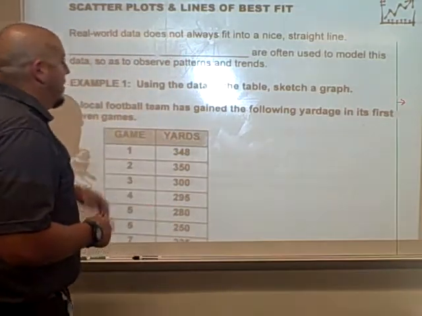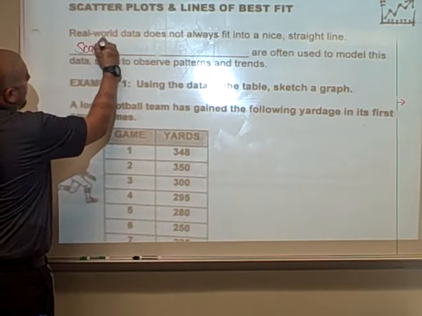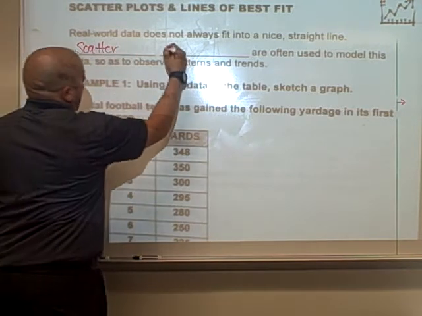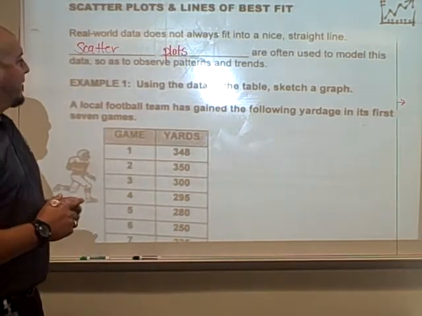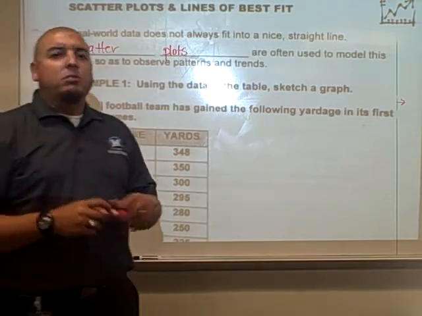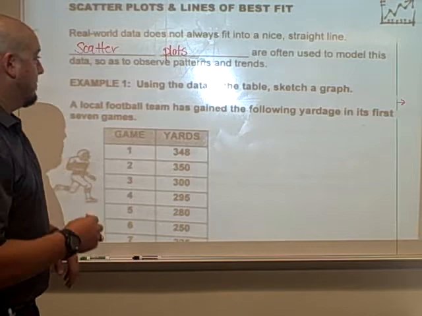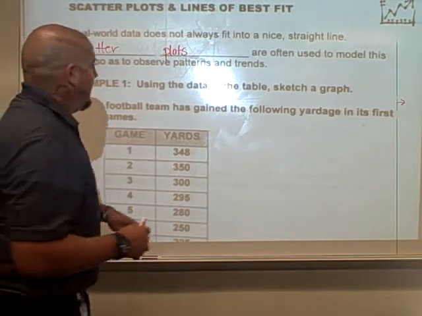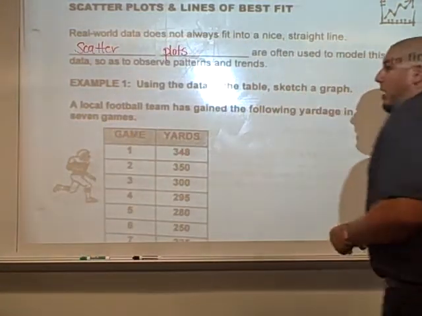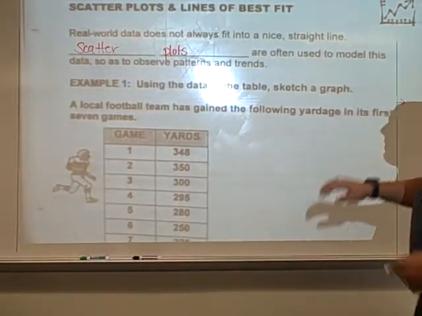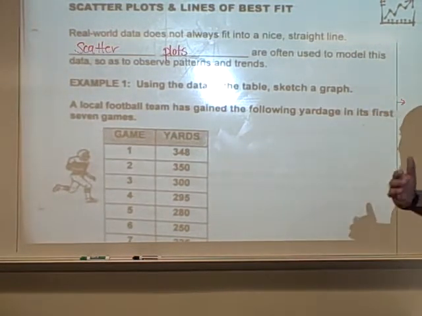So what happens is we have to use a scatter plot. Scatter plots are often used to model this data so as to observe patterns and trends. So we use scatter plots to observe patterns and trends, and actually we can use them to make predictions as well. So let's jump right in here. It says example 1, using the data in the table, sketch a graph. A local football team has gained the following yardage in the first 7 games, okay?